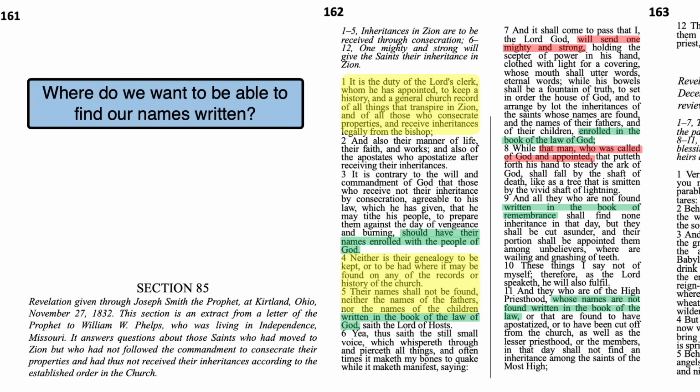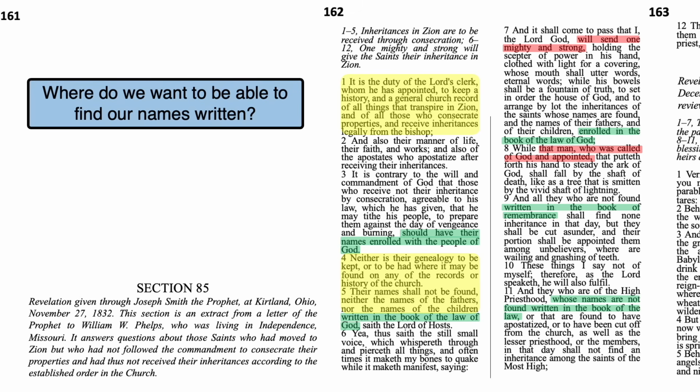Now, I prefer the interpretation offered by an official statement issued by the First Presidency all the way back in 1905 when Joseph F. Smith was the prophet, that identifies the man called of God and appointed as Edward Partridge, who apparently had begun to resolve some of these concerns in his own way, perhaps in opposition to Joseph's instructions. And the one mighty and strong as being a person who would replace him if he continued to act of his own accord. Thankfully, Edward Partridge did heed the prophet's warning and counsel, and no such measures were needed.